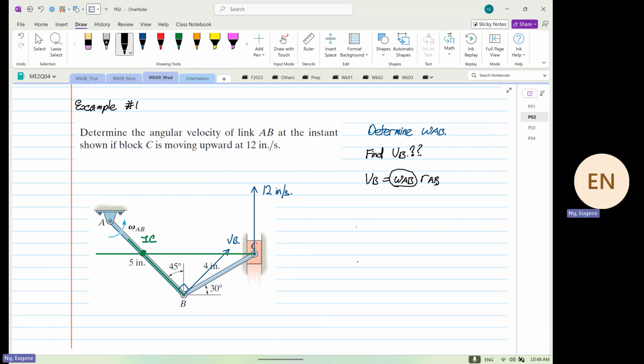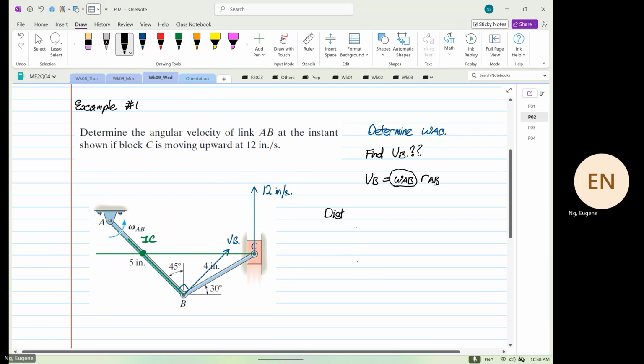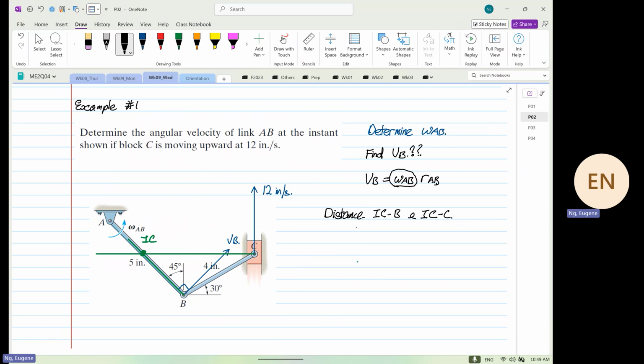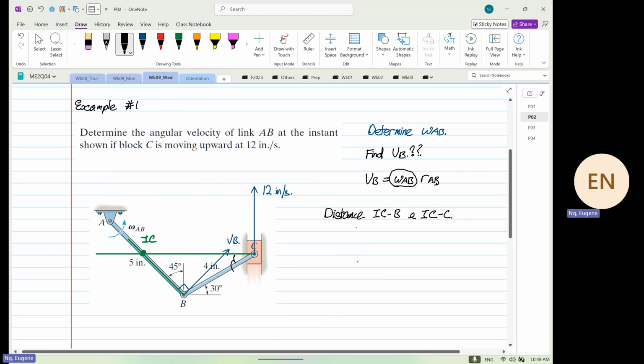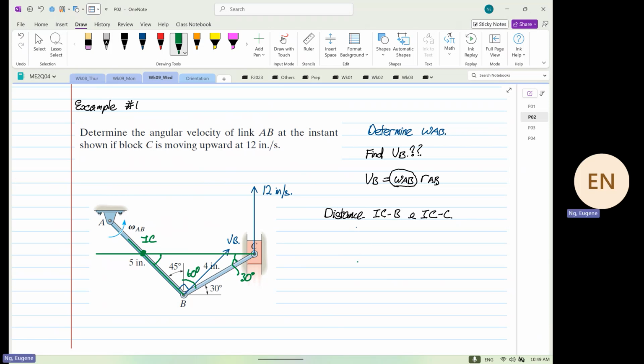So now it's purely geometry. We have to find our distance ICB and our distance ICC. Over here, we know that this angle is equal to 30 degrees. Let me write in green. We know that this angle is 30 degrees, and this angle is 60 degrees. And finally, this angle over here is 180 minus 45, minus 60, minus 30, which is 45 degrees.